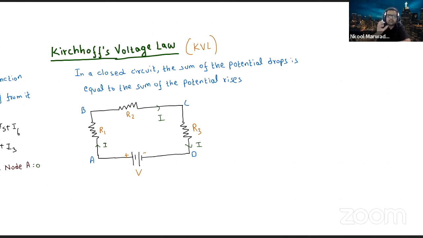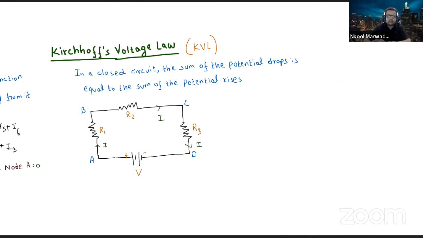Now, what is the meaning of KVL? Before that, one concept we have to understand, the concept of potential drop. What is the meaning of potential drop? Whenever the current flows through a resistance, at that segment, a potential drop takes place. Which means that here, V is the total potential difference supplied by the battery.